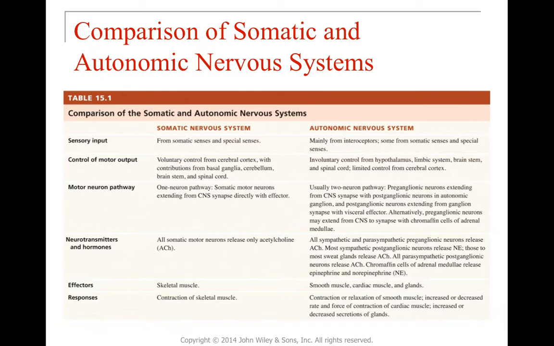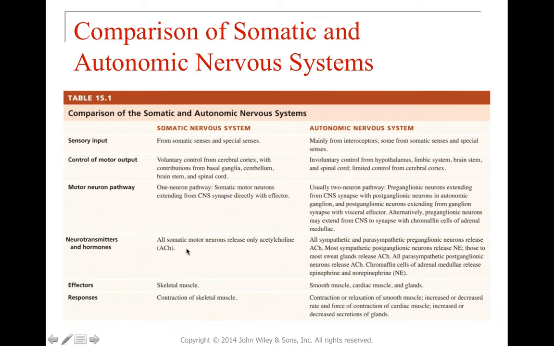The motor neuron pathways are also going to differ. As I mentioned previously, the somatic nervous system is a single neuron pathway. The autonomic nervous system has multiple neurons, usually a 2-neuron pathway, with preganglionic neurons extending from either the central nervous system or the brain, synapsing with the postganglionic neurons in what's called an autonomic ganglion. Mind you, the preganglionic neurons are going to be myelinated. Postganglionic neurons are not myelinated, and they're going to extend from the ganglionic synapse to the visceral effector. Or the preganglionic neurons could extend from the CNS all the way to synapse with the chromaffin cells in the adrenal medulla, which we spoke about, releasing norepinephrine into the bloodstream to have more of a global effect.